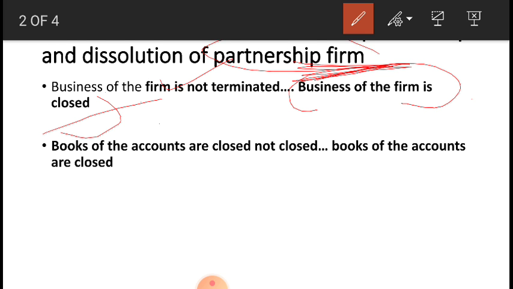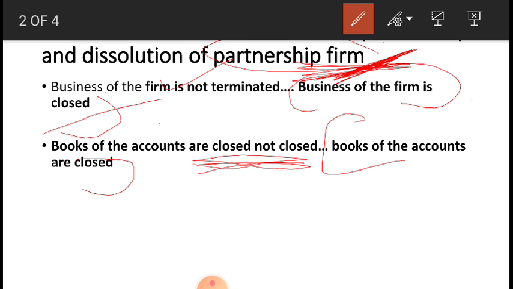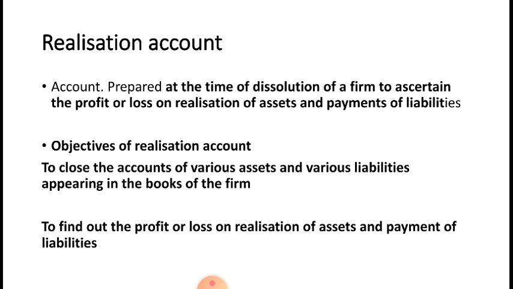Another difference: in dissolution of just partnership, books of accounts are not closed. Either the profit and loss account or partners' capital account are not closed in dissolution of partnership. But in dissolution of partnership firm, again I am underlining this, the books of accounts are closed. Okay, this is for 2 marks.